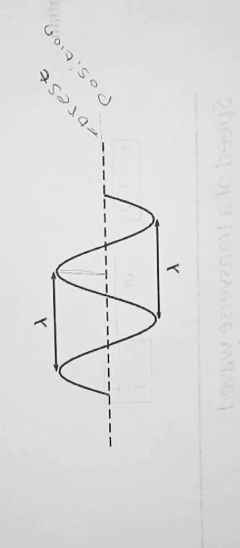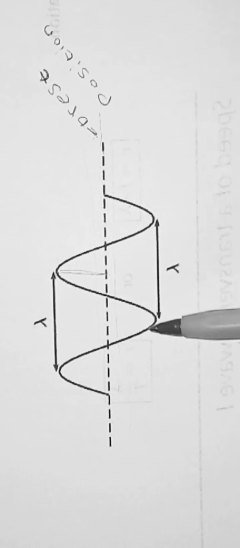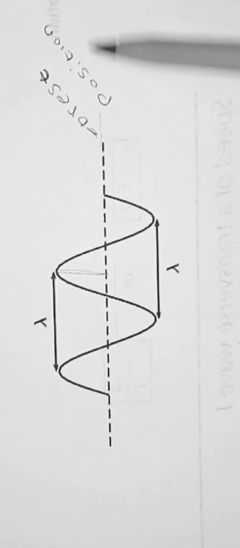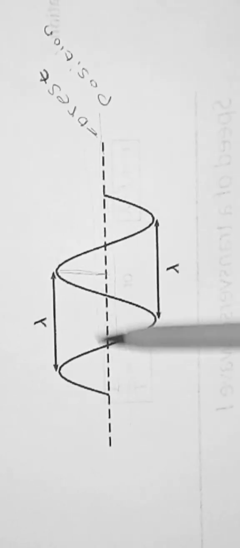A crest is a maximum disturbance, while a trough is the minimum disturbance. So here they measured the maximum disturbance, and here they measured the minimum disturbance. This is our equilibrium, our rest position. Those dotted lines are the rest positions.